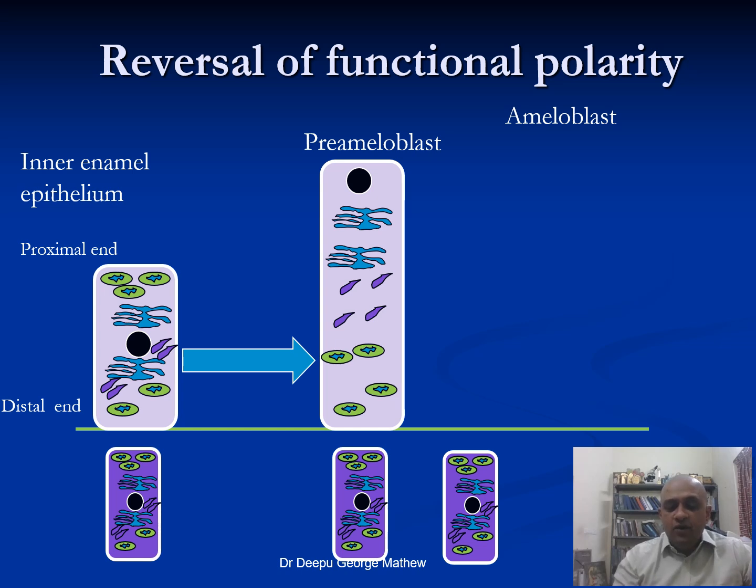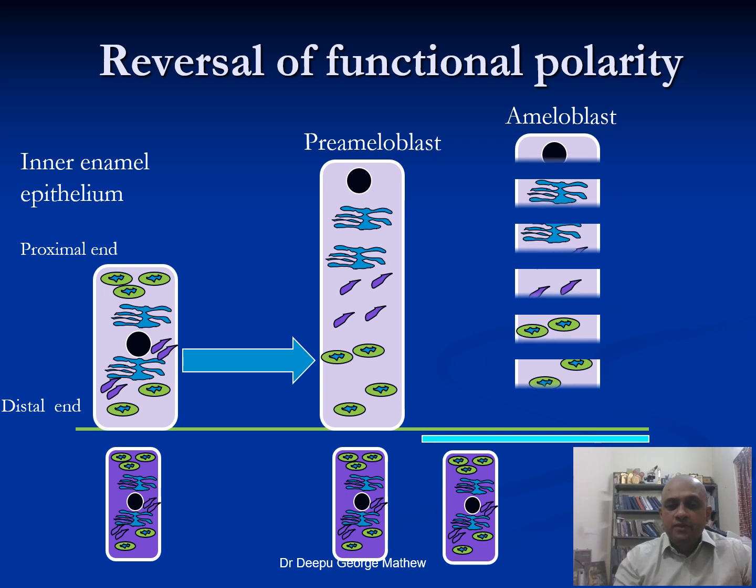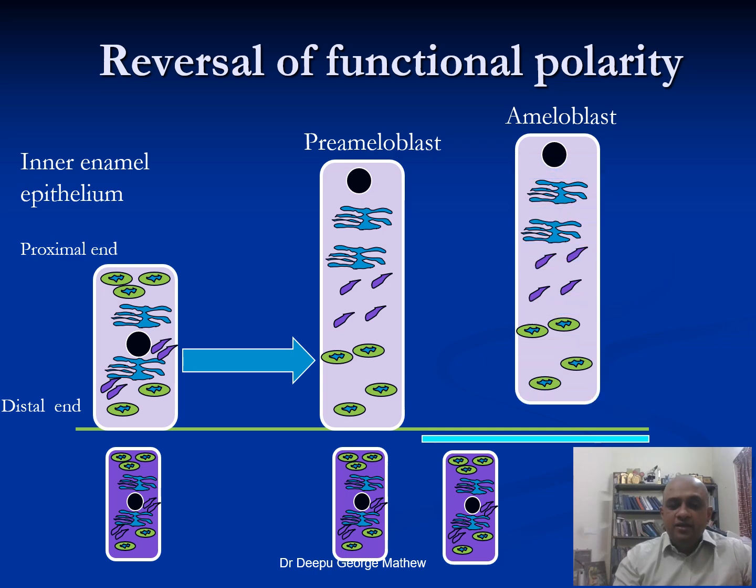And since the odontoblasts are the first formed cells, they will start secreting dentine, and the dentine secretion by the odontoblasts will stimulate the ameloblasts. They will completely transform into ameloblasts and start secreting enamel. And this is how the hard tissue formation starts.